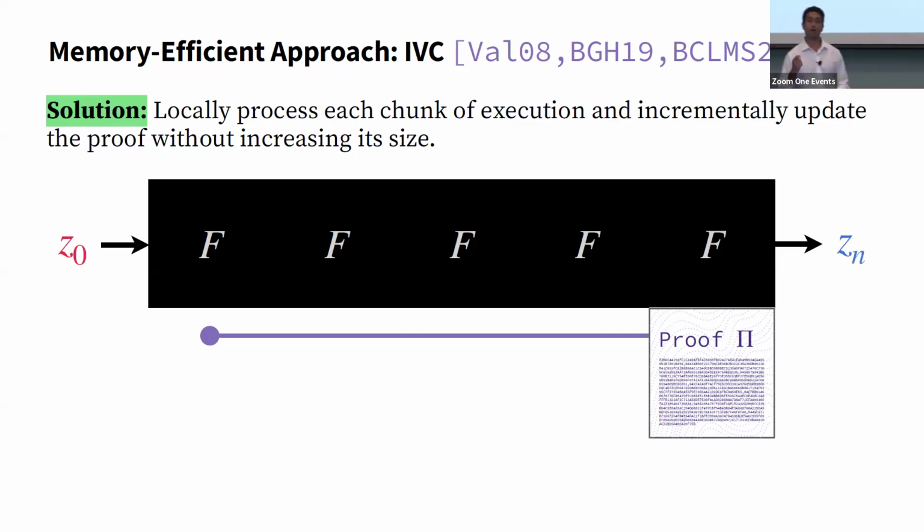Now, the core requirement of IVC is that as we unfold this computation and as we update the proof alongside, the proof does not grow in size over time. And this is the key requirement that enables us to say that the prover memory overhead only scales with a single execution of the function f rather than the entire computation trace.